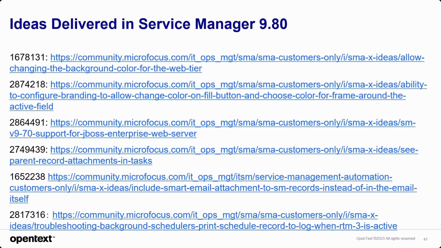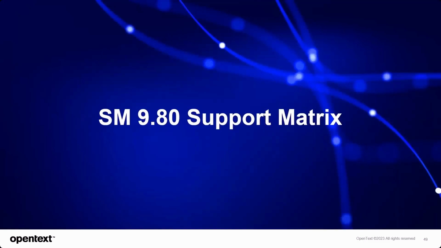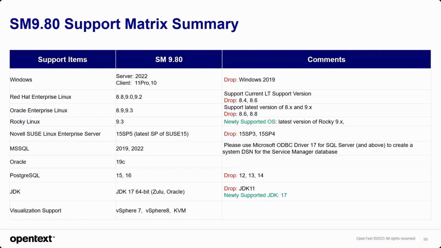Okay, the next part is about the support matrix update. I will not go through each item one by one, but as you can see here, the support matrix items we dropped from Service Manager 9.80 have been marked as red, and we also have some items, no matter OS or JDK, especially JDK 17, that has been supported starting from Service Manager 9.80. That's one of the major support matrix updates we added in Service Manager 9.80.